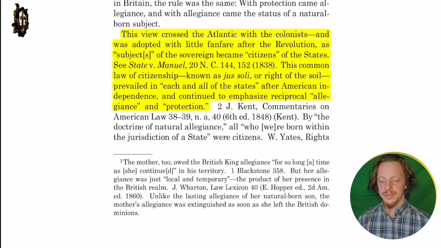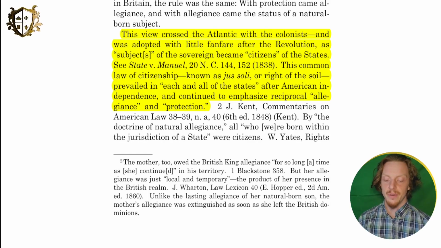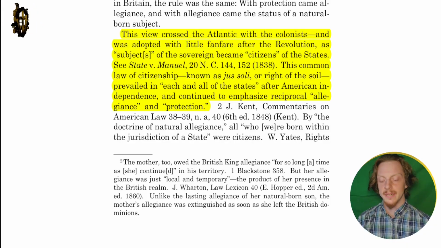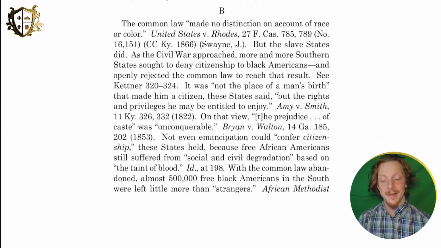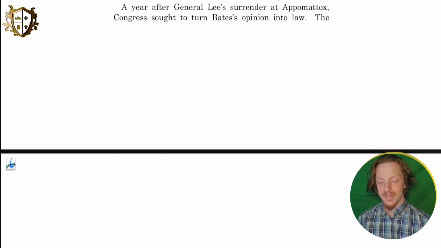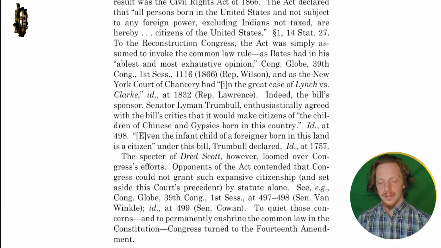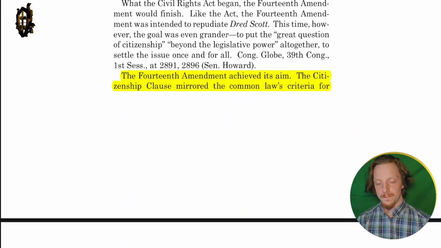This common law of citizenship, known as jus soli, or right of the soil, prevailed in each and all of the states after American independence and continued to emphasize reciprocal allegiance and protection. Again, he is omitting so many important requirements that you're going to see in that piece of legislation from the 1790s. Let's see. Okay, here's a couple other pieces I highlighted. I should have taken note of where I highlighted, but we'll just skip around as we go.